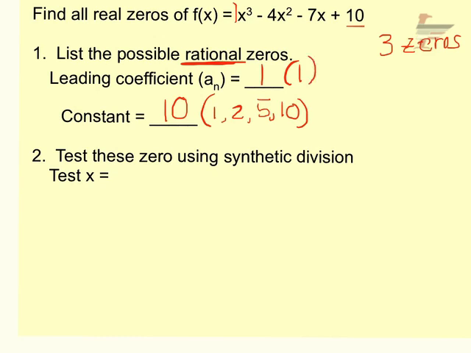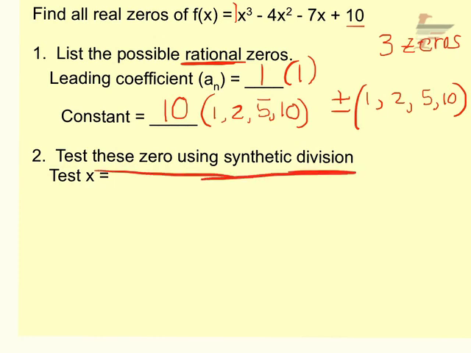So the possible rational zeros are plus or minus all of the factors of 10 divided by the leading coefficient, and all of these divided by 1 are obviously just those numbers. So 1, 2, 5, and 10, plus or minus all of those. So I really have 8 possible rational zeros. Now it says to test these using synthetic division.